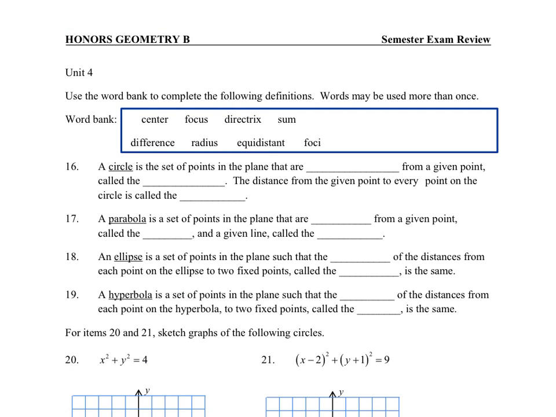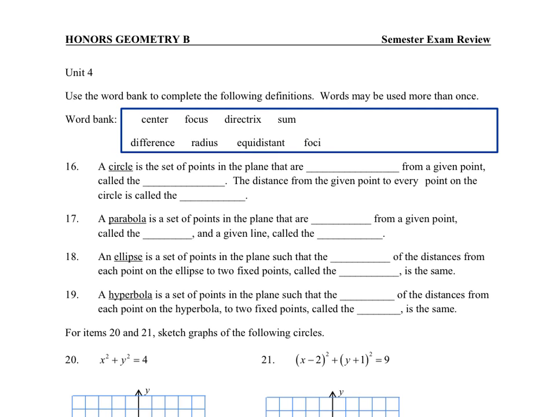So we're going to start with questions 16 through 19, where you need to use the word bank to complete the following definitions. Words may be used more than once. So the word bank includes a center, focus, directrix, sum, difference, radius, equidistant, and foci. So 16 says, a circle is the set of points in the plane that are blank from a given point called the blank. The distance from the given point to every point on the circle is called the blank.